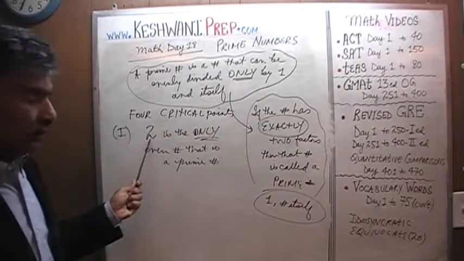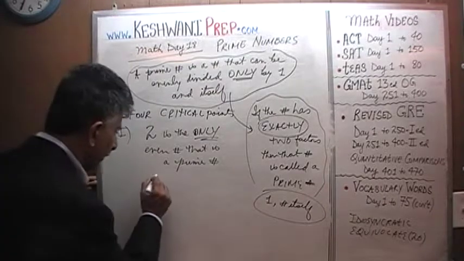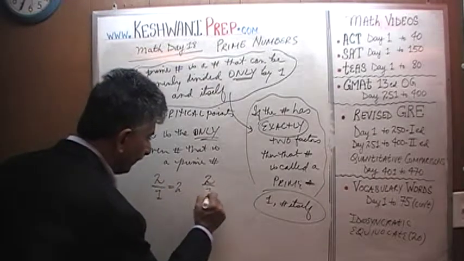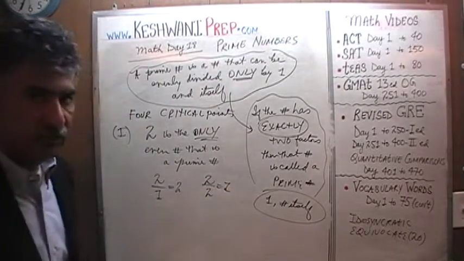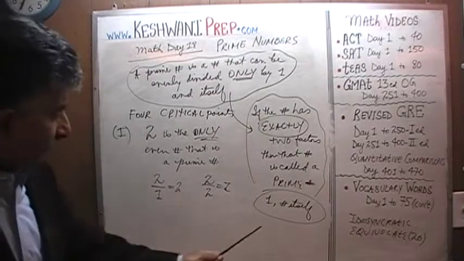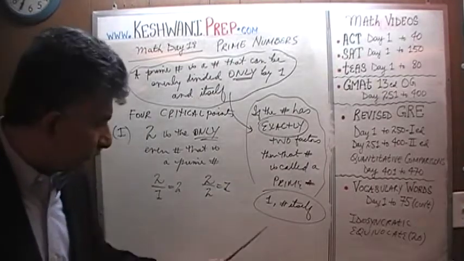Well, 2 meets that condition. 2 can be divided evenly by 1, which will give you a whole number, or you can divide 2 by itself and it will give you a whole number. There exists no other number that you can divide 2 by. In other words, 2 has only 2 factors, 1 and itself. That's another way of looking at it.